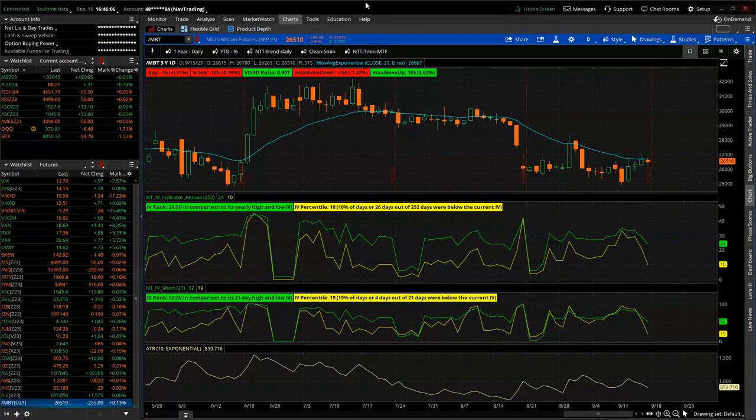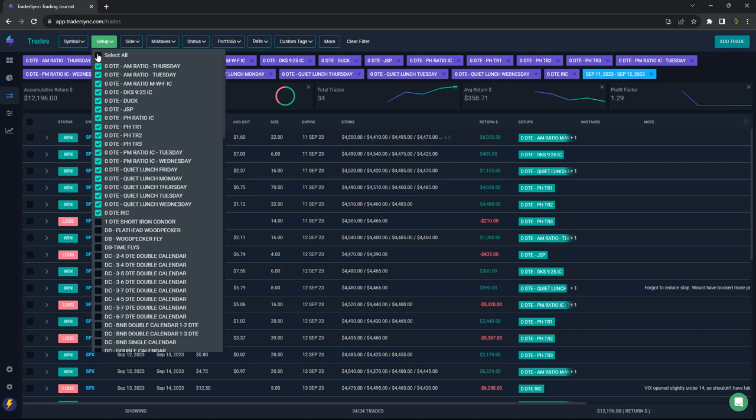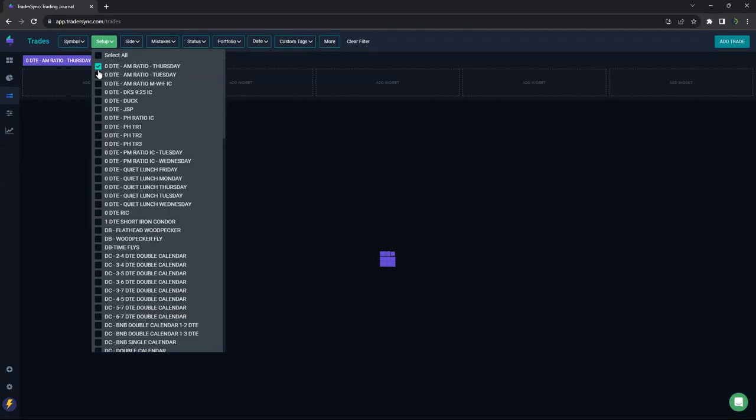Let's take a look at our trades for the week, starting with zero DTE. Nice week for zero DTE, up a little over $12,000 on the week, 61.5% win rate overall. Let's break these down by the different strategies. We'll just go in order here.